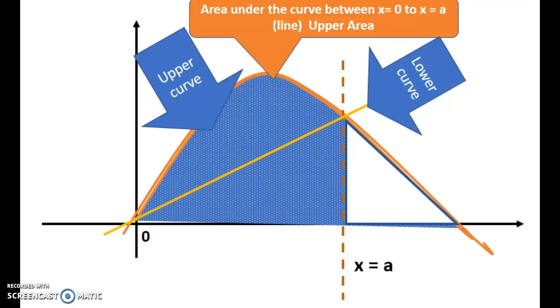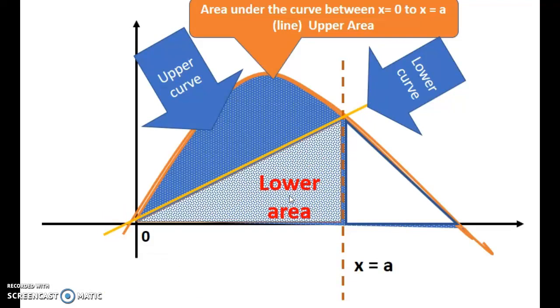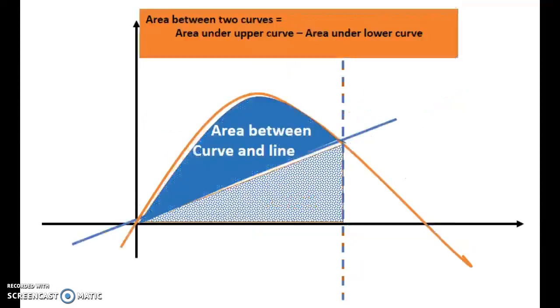Now let's take the line. This is the line. If you concentrate on this, this is called the lower area of the line, under the line. And what is the required area for us? This is the area between the curve and the line. You see this blue one, the whole area minus the area under the line. So that's how we need to figure out the area between two curves.